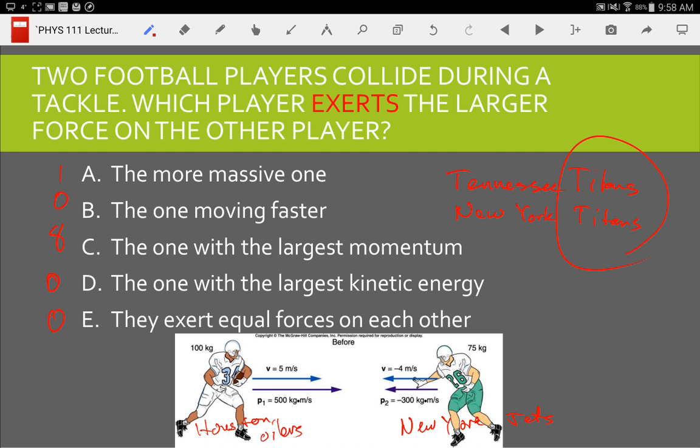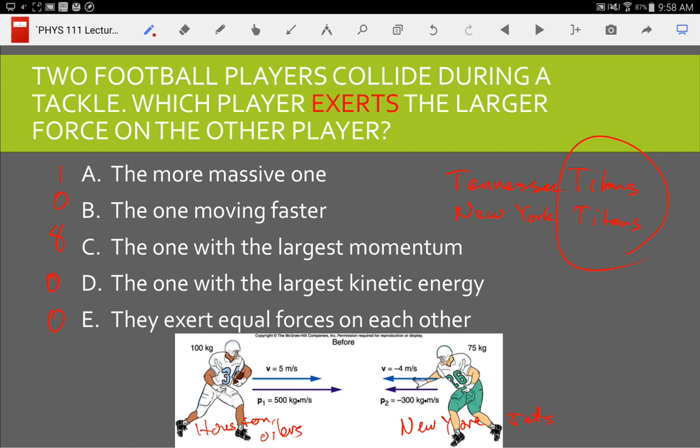Littler mass, bigger acceleration. But if you're measuring how comfortable it is, that bigger acceleration is going to be less comfortable, generally speaking. So this guy's probably going to feel it worse even though they had the same force acting on him.